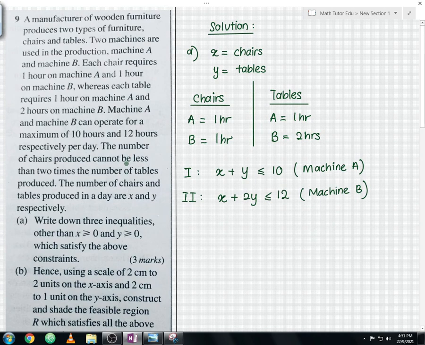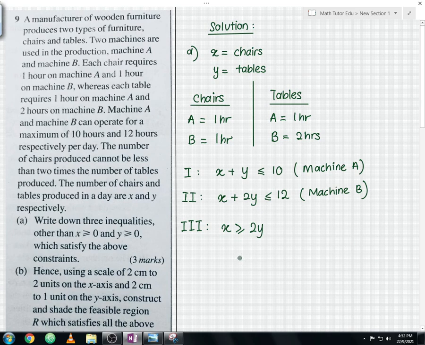It mentioned here that the number of chairs produced cannot be less than 2 times the number of tables produced. By the way, let me write here the constraint 3. The number of chairs is representing X. It said cannot be less than 2 times. If cannot be less, it means it should be more. So in this case it should be more than or equal to 2 times the number of tables produced. Table is actually Y, so it will be 2Y.